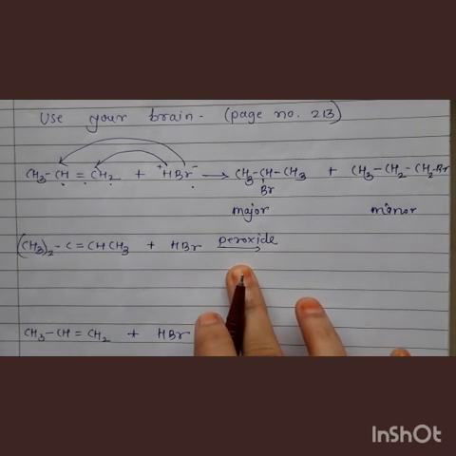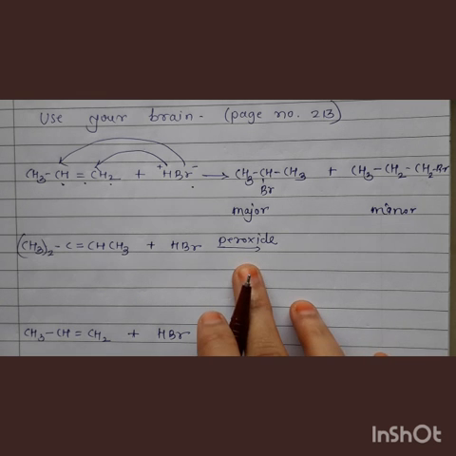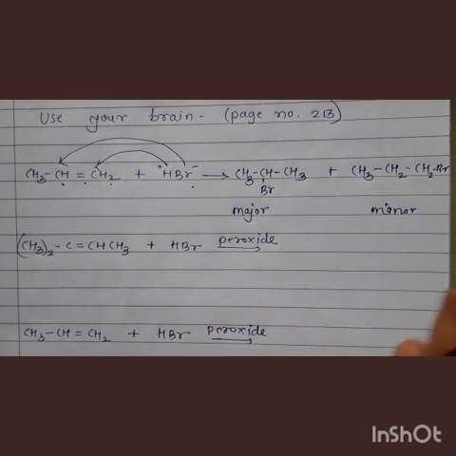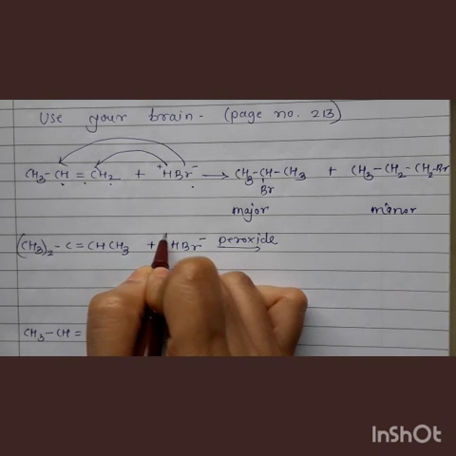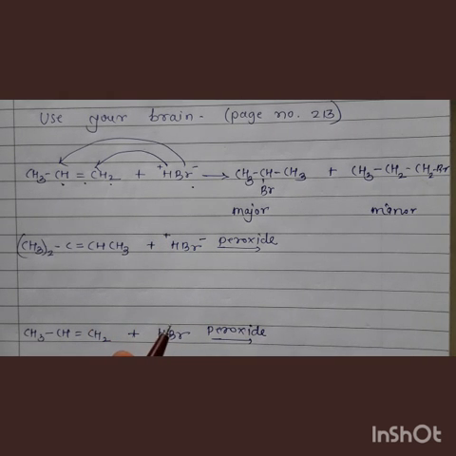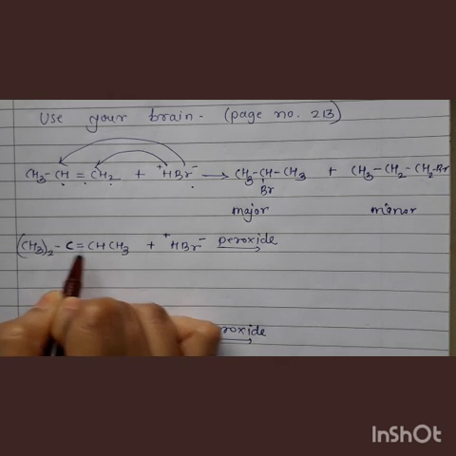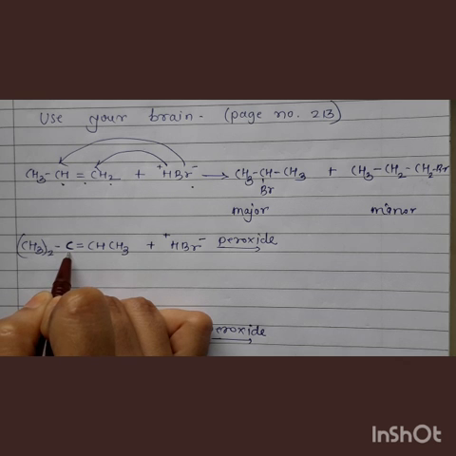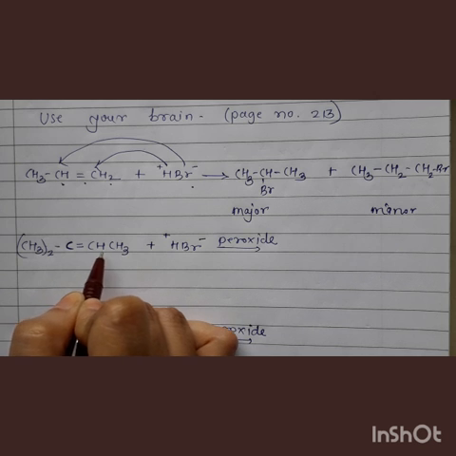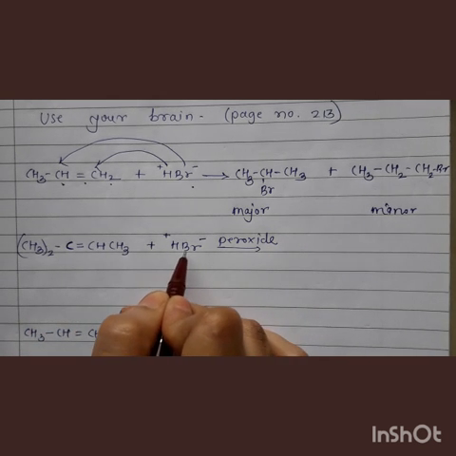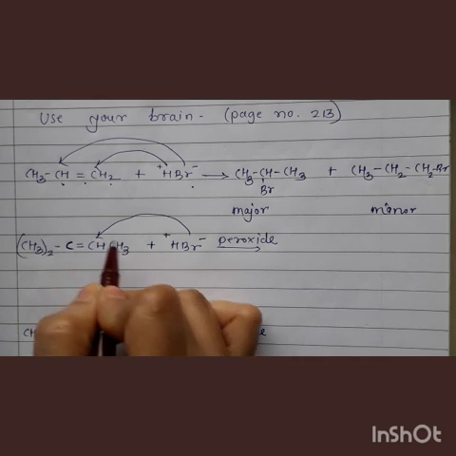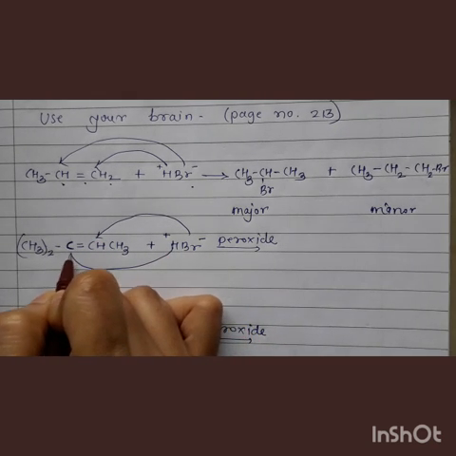Now when peroxide is present, the reaction will take place according to anti-Markovnikov's rule. The product formed according to anti-Markovnikov's addition is the major product. Now see, this is negative part, this is positive part. We have to do anti-addition, that means bromine will get added to the more hydrogenated carbon. Across the double bond these two carbon atoms are there. On this carbon atom no hydrogen is present, so this is less hydrogenated and this is more hydrogenated. Now the peroxide effect is there, so the negative part will get added to the more hydrogenated carbon and hydrogen will get added to the less hydrogenated carbon.